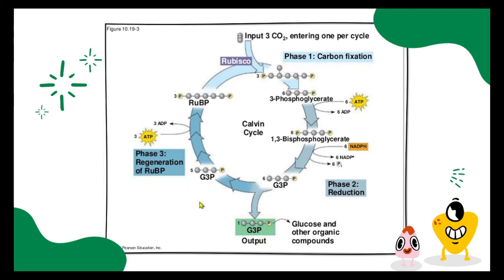So in general, if we look at our Calvin cycle from the outside, we will see that there is one output only, and that is our one molecule of G3P. So this will now go to create our food, sucrose, starch, and other organic compounds.